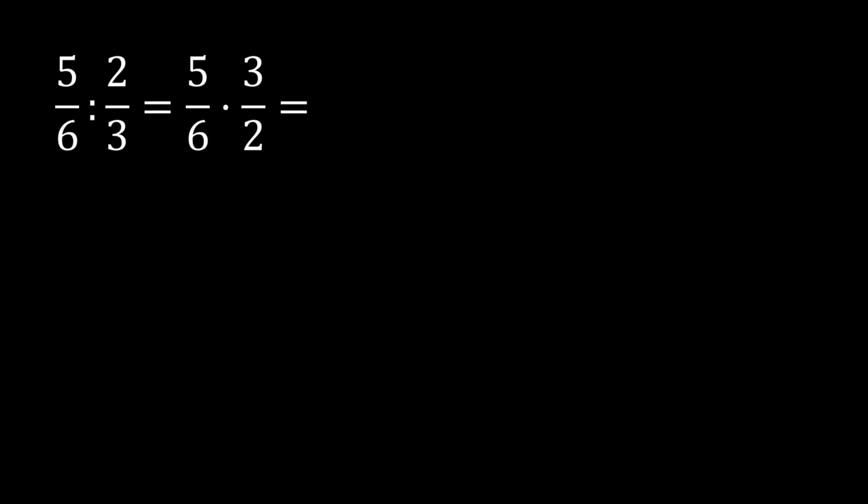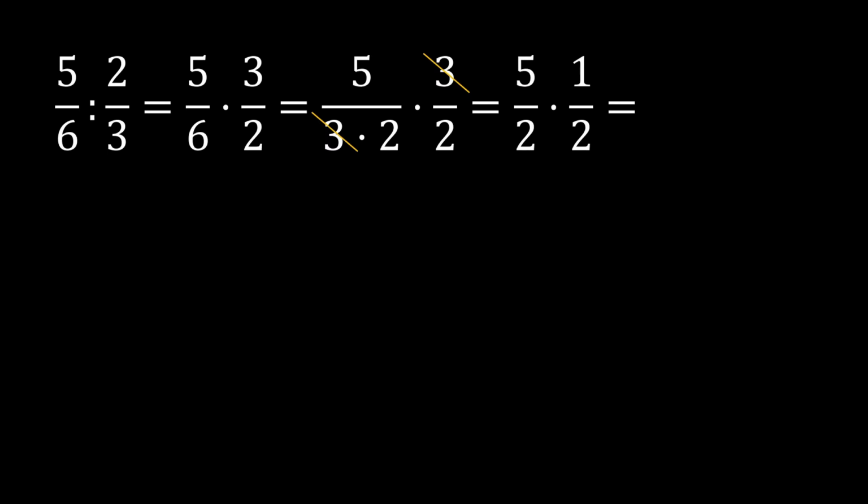By simplifying, we have 5 over 3 times 2 times 3 over 2. In other words, 5 divided by 3 times 2 times 3 divided by 2. We can cancel 3 and 3, leaving us with 5/2 times 1/2. That gives us 5/4. The final answer is 5/4, or if you prefer mixed numbers, 1 and 1/4.